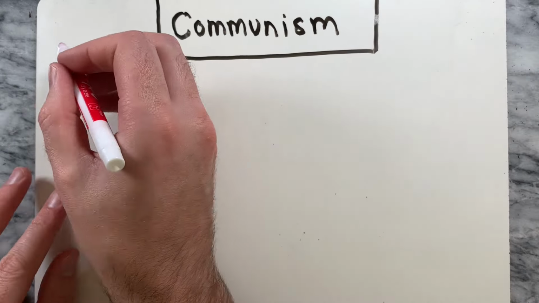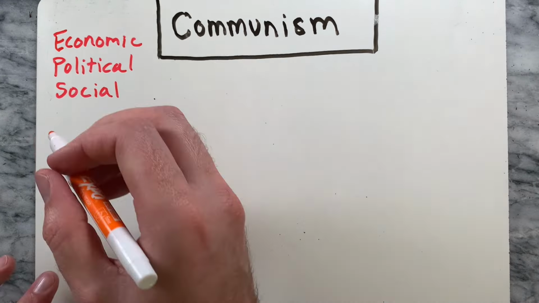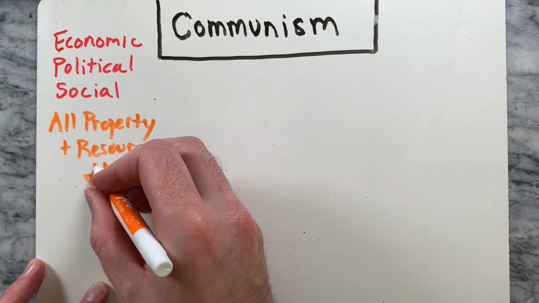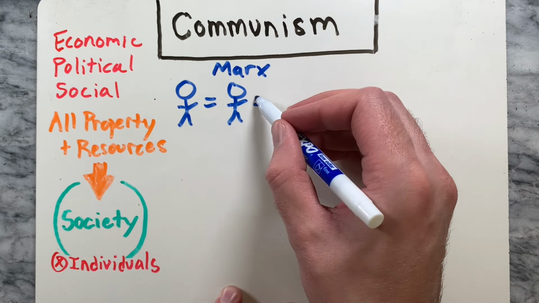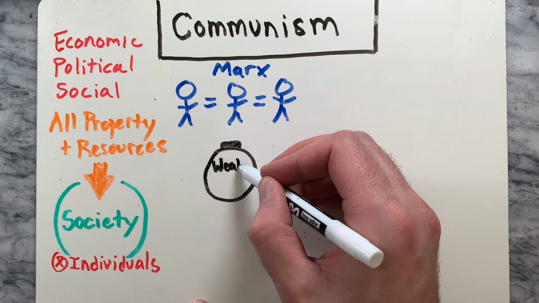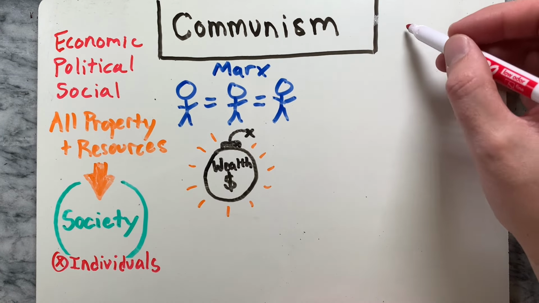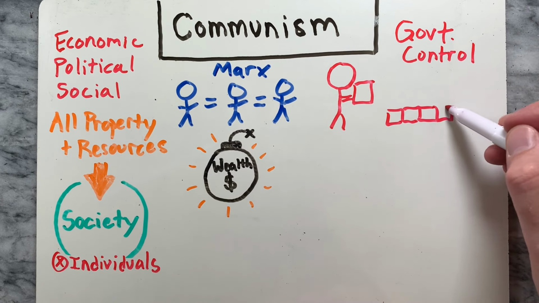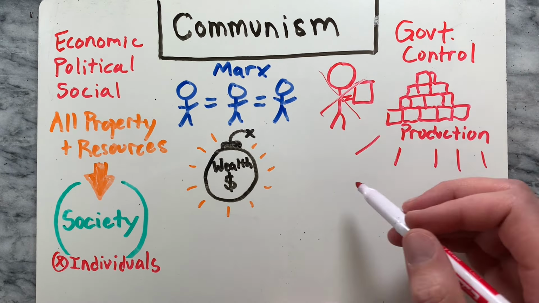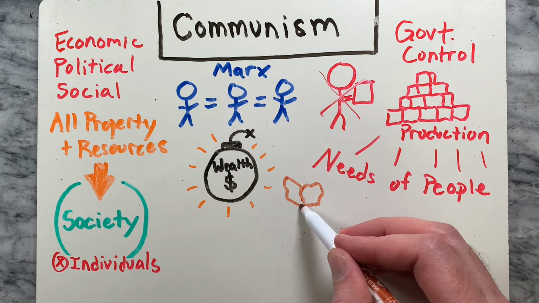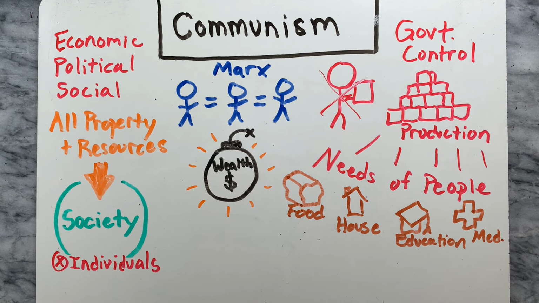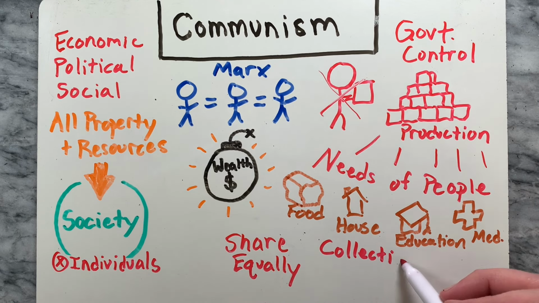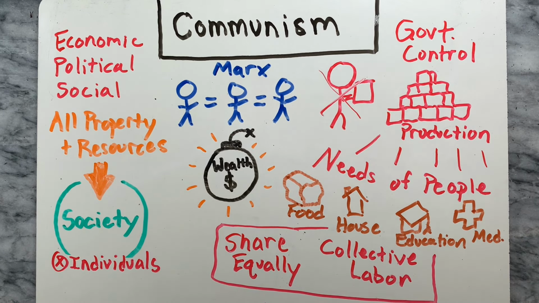Now that we've defined what socialism is, let's define what communism is. Pure communism is an economic, political, and social system in which most or all property and resources are collectively owned by a class-free society rather than by individual citizens. According to Karl Marx, pure communism results in a society in which all people are equal and there is no need for money or the accumulation of individual wealth. There is no private ownership of economic resources, with a central government controlling all facets of production. Economic output is distributed according to the needs of the people. Under pure communism, the central government provides the people with all basic necessities such as food, housing, education, and medical care, thus allowing the people to share equally from the results of collective labor.